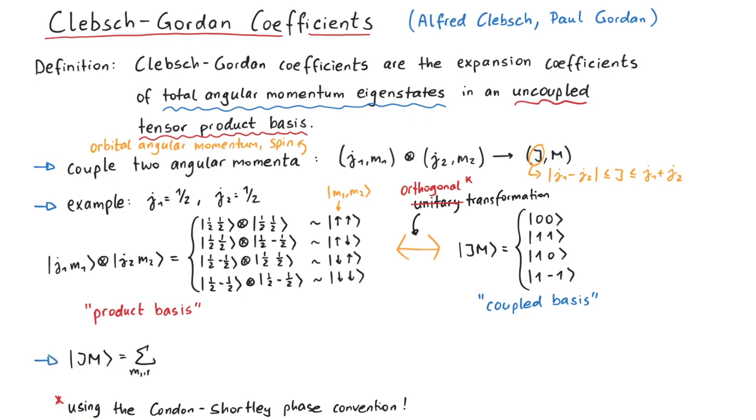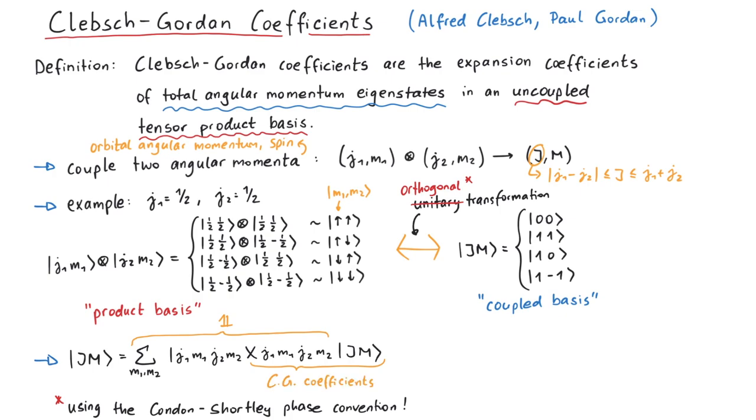We start with the state JM and insert a complete set of states in the product basis. This bracket thing here are the Clebsch-Gordan coefficients, which now act as expansion coefficients of the product basis. If we start, for example, with the coupled state 1, 0, we can expand this as C1 up up plus C2 up down plus C3 down up plus C4 down down. The numerical values for C1, 2, 3, 4 are given by the Clebsch-Gordan coefficients.